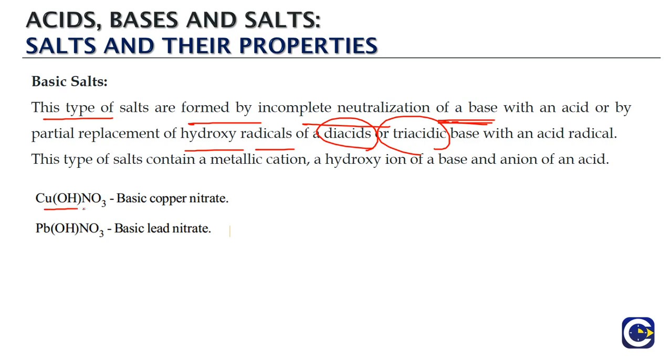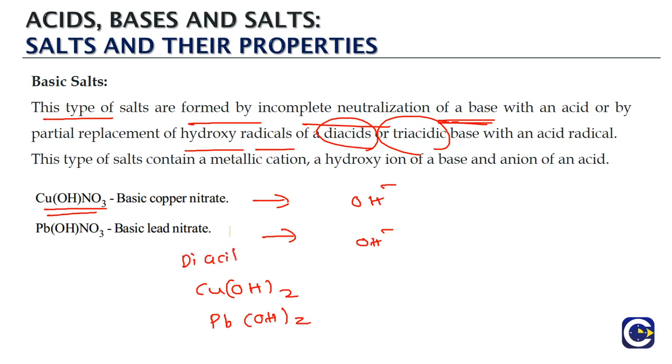So if you look at the examples, basic copper nitrate, you can see Cu(OH)NO3. This can further give OH minus ions. This basic lead nitrate also can further give OH minus ions, because the original metal hydroxides Cu(OH)2 or Pb(OH)2, they are diacidic bases, means they can produce 2 OH minus ions. But while forming these salts, only one OH minus ion is being neutralized. That is why these salts are capable of giving out one more OH minus ion. So such salts are going to be called as the basic salts.